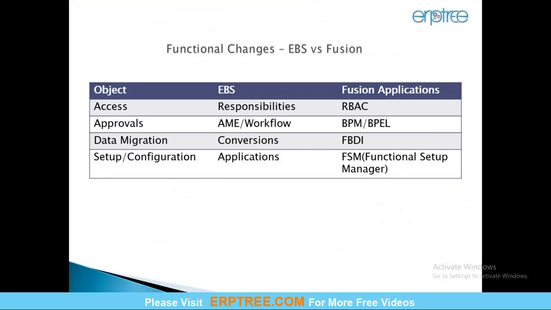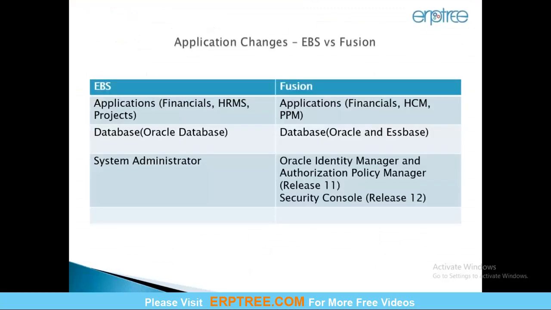Okay, so now I'll move forward. Here are some of the changes from EBS to Fusion when it comes to applications: financials, HRMS, and projects. In Fusion we call them the same, but projects we now call PPM, Project Portfolio Management. And for the database, we used to have the Oracle database, but here it is Oracle as well as Essbase, which is a new dimension of database.